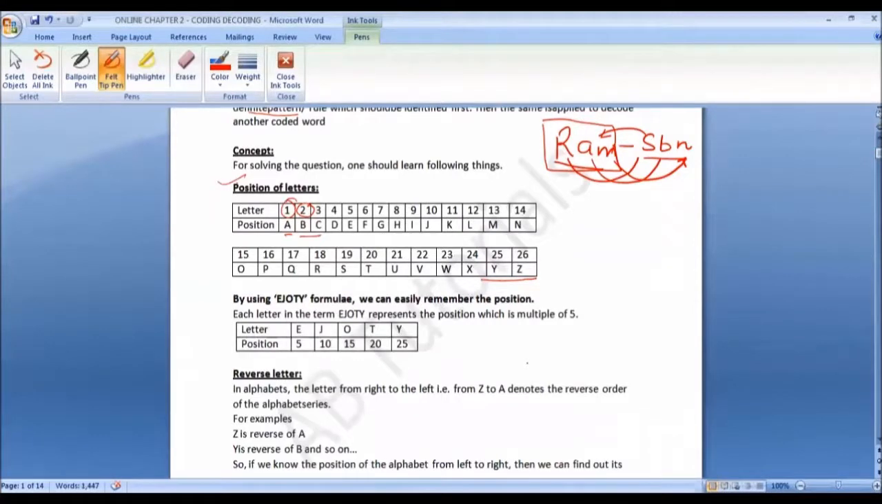If you are finding some difficulties in learning the position, like how you're going to learn these positions, so a short formula is given here. I'm just telling you a word, EJOTY. It's very simple. Why is this very simple? Every letter of this word is at a difference of 5. Like E is at 5th position, J is at 10th, O is at 15, T is at 20 and Y is at 25th. So if you learn this bunch EJOTY, it's very simple for you.